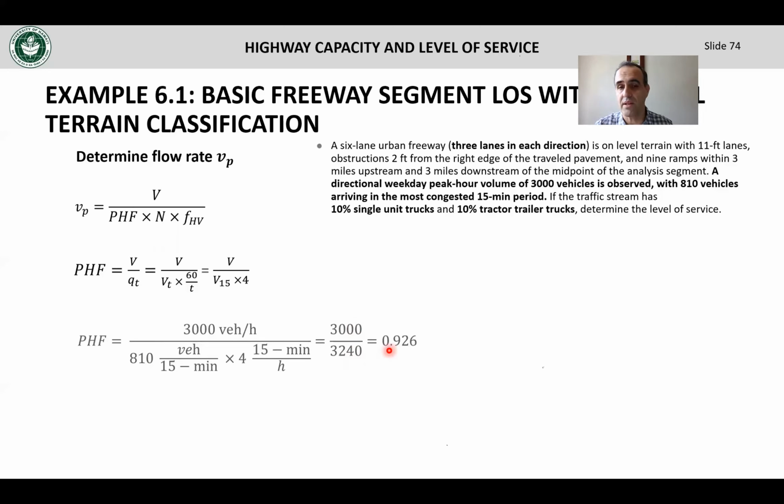Remember, if we divide the volume by that value, we would be considering the traffic as if it were running at a rate equivalent to the most congested 15-minute period during the hour. Okay, so it's just a matter of plugging in values in here.